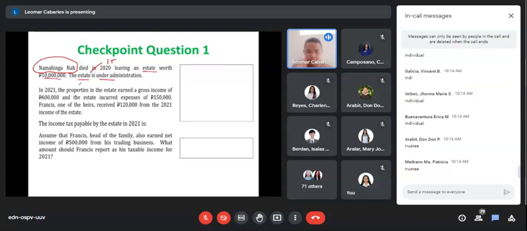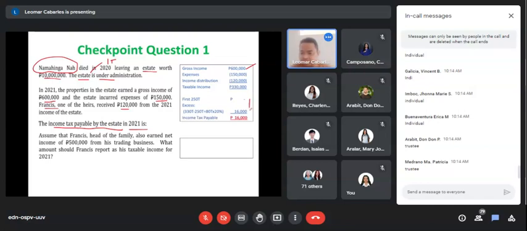In 2021, the properties in the estate earned 600,000. Okay. The estate incurred expenses of 150,000. Francis, one of the heirs, received 120,000. So the income tax payable by the estate is how much in 2021? So gross income, 600,000. Expenses, ibawas natin. Ito yung unique sa kanya. Okay, so 120. Then the taxable income is 330,000. The first 250 is exempt. The excess out of the 330 is 80,000, 20% yan. 16,000 therefore.